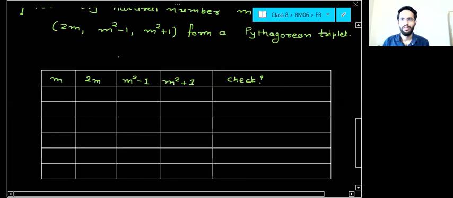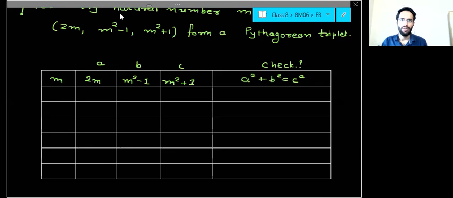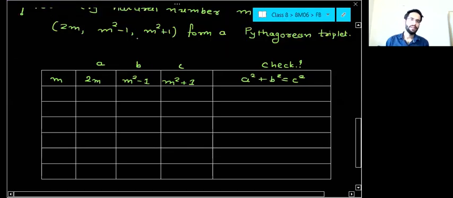What are we going to check? Suppose these are A, B, and C. We are going to check whether A square plus B square equals C square or not. So this is generally our check portion. The property says m should be greater than 1, so I should start the value of m from 2, right? Students, tell me, how many values can I take for m?